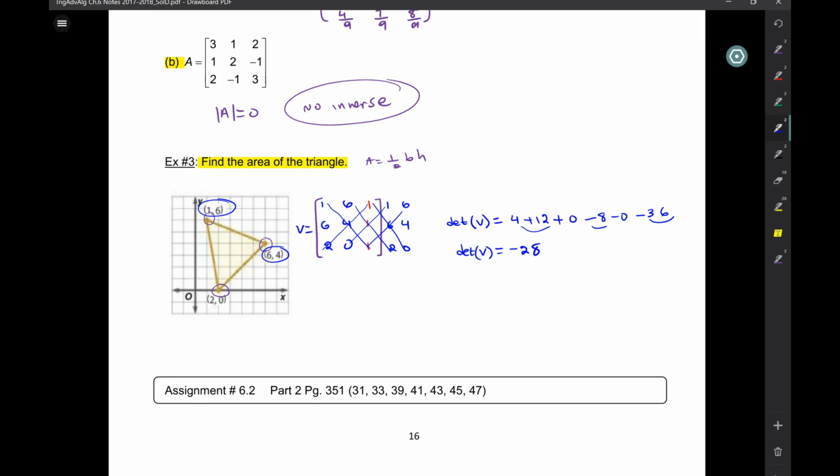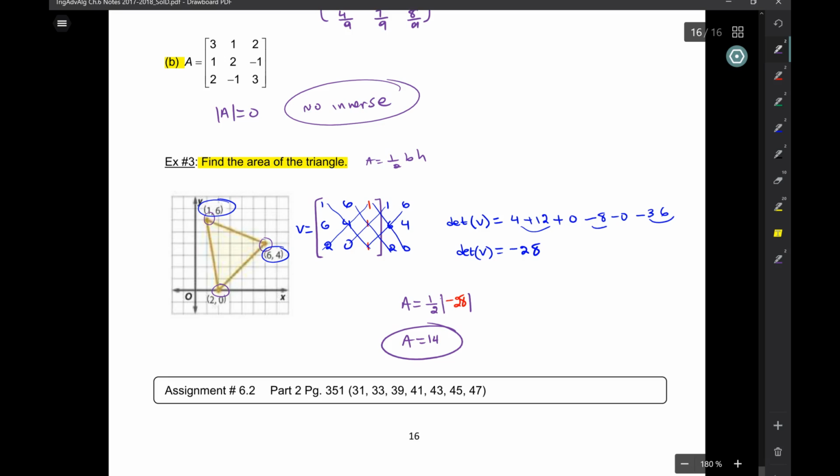So now, to find the area, it's 1/2 the absolute value of negative 28. All right? Yeah, it's got to be absolute value because you can't just do half of the determinant and get a negative number for area. That just doesn't work. So it's got to be absolute value. So the area then is 14.